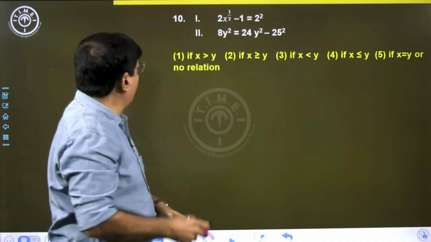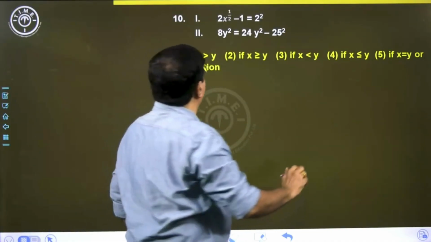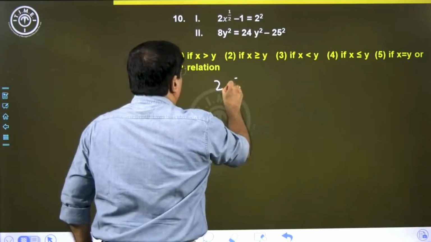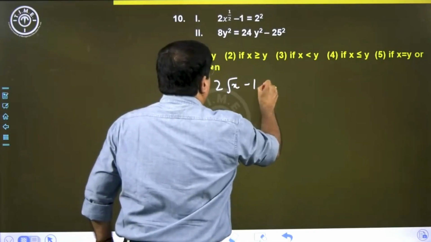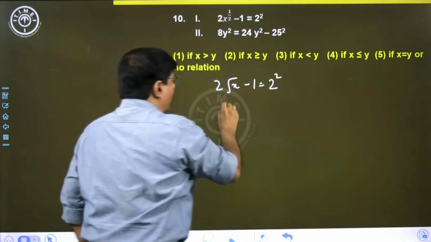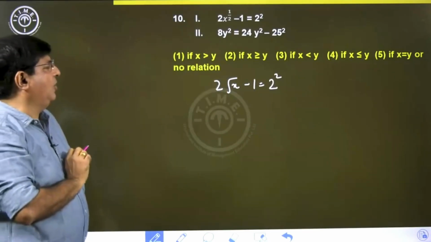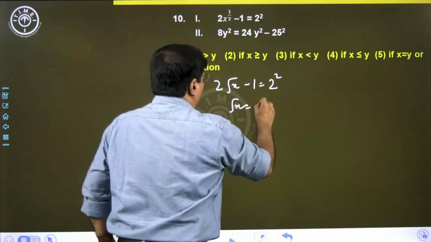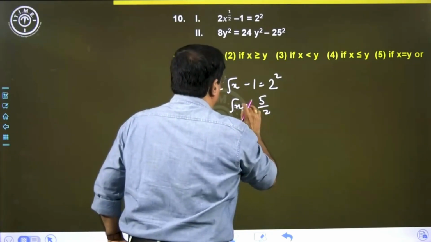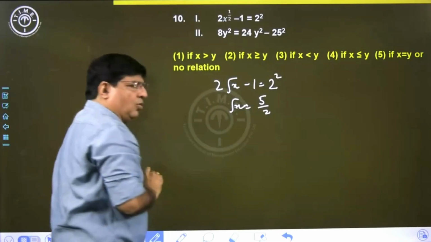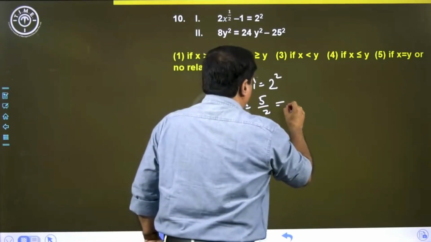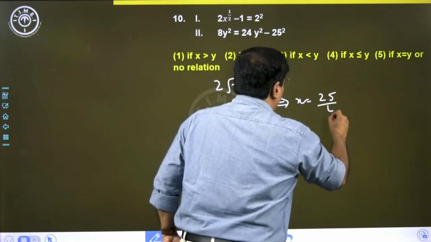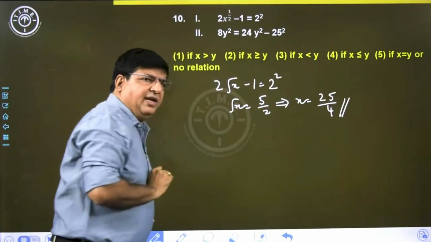Next question, this is the last question in this session. Let's work it out. 2 root x minus 1 is equal to 2 square. So root x is equal to 5 by 2. From this I will get the value of x is equal to 25 by 4. Value of x is 25 by 4.